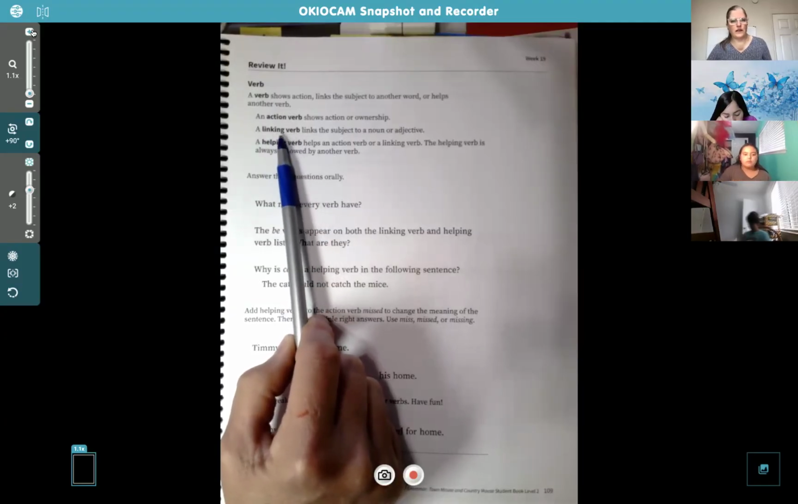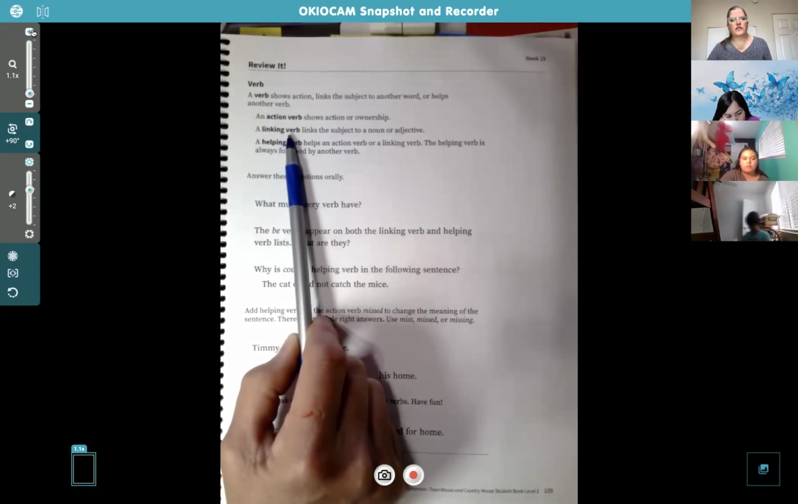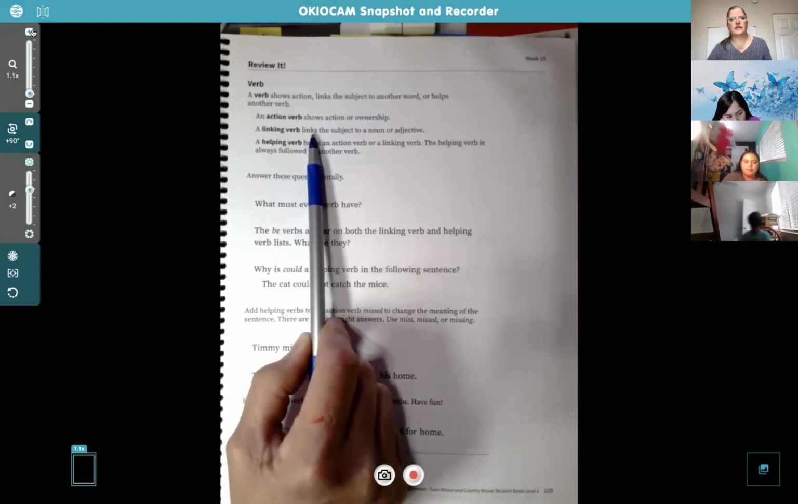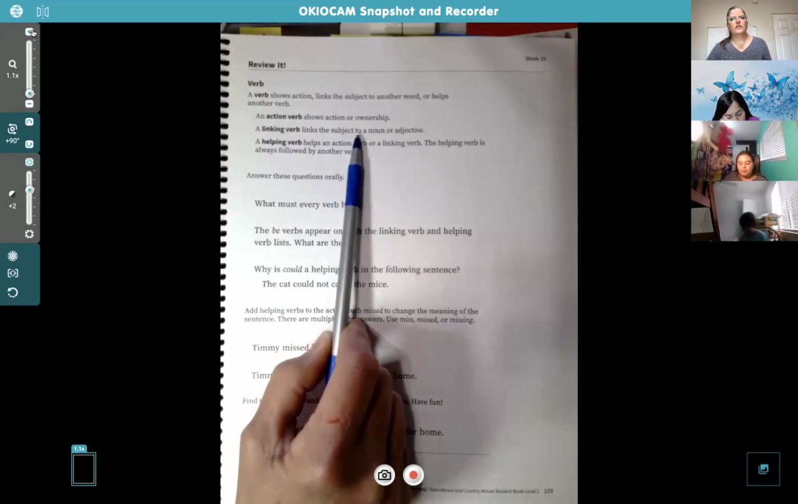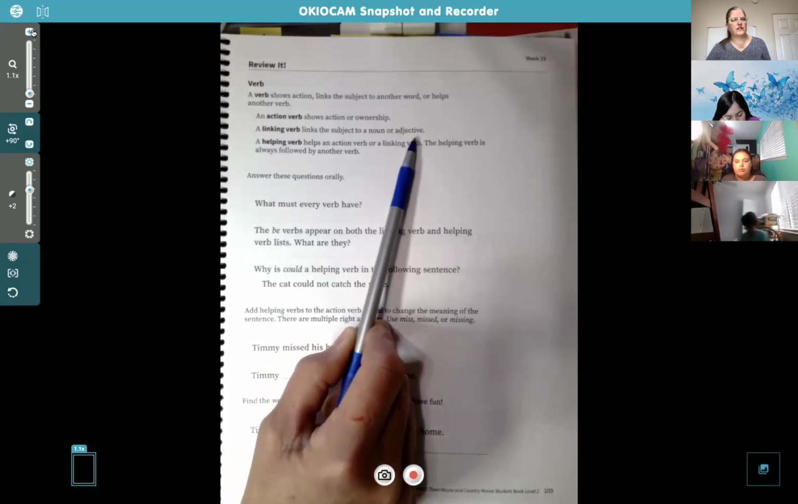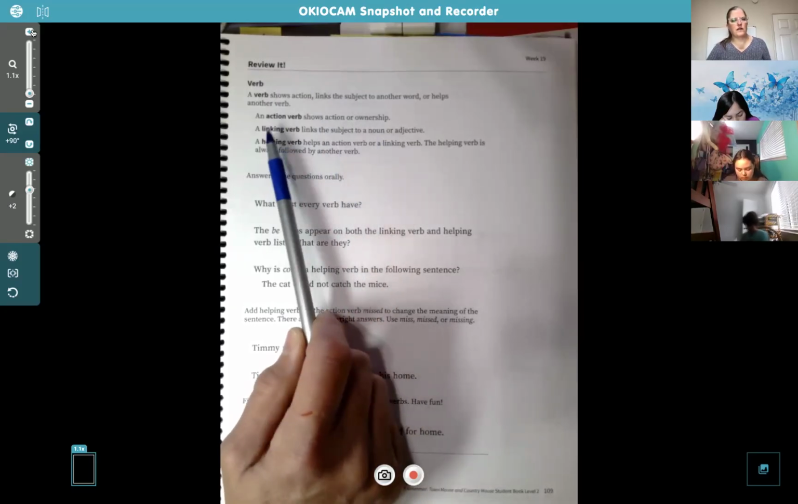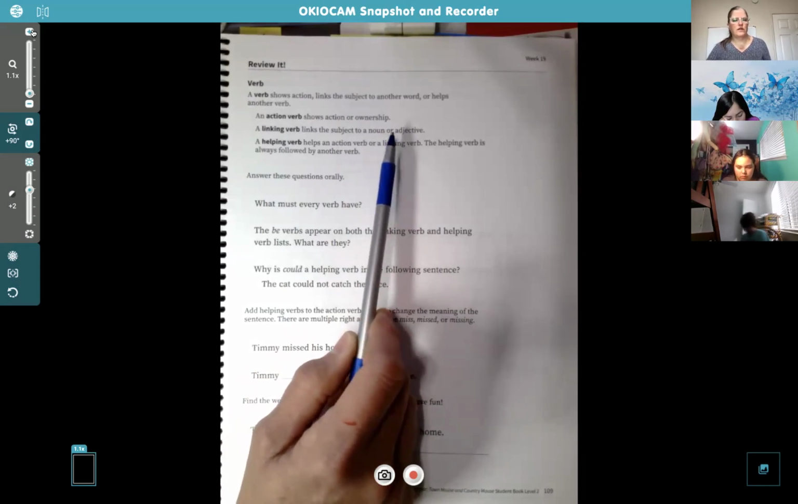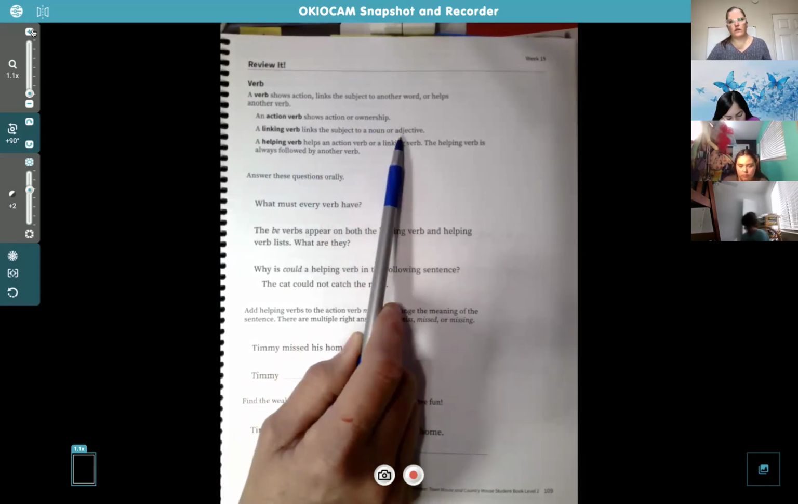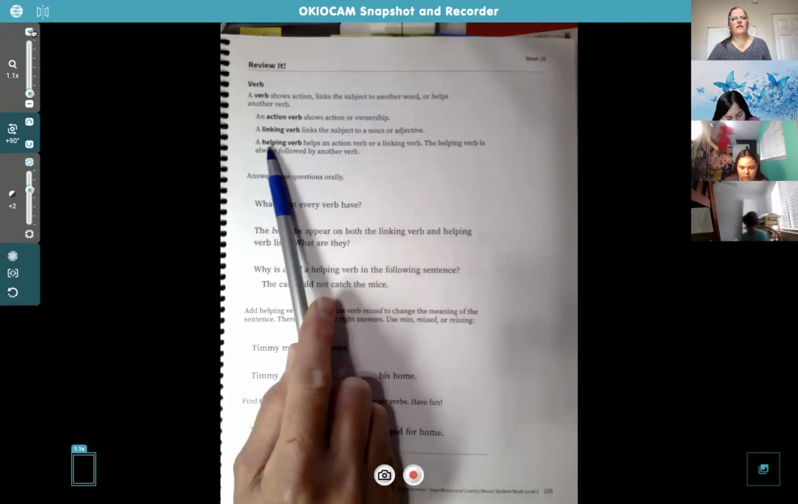Linking verbs are like a chain link where they connect words together. So it says linking verbs link the subject of the sentence, like who they're talking about, to another noun or adjective. Most of the time it's an adjective, but sometimes it's another noun. It's linking the subject to another word. That's what it does.